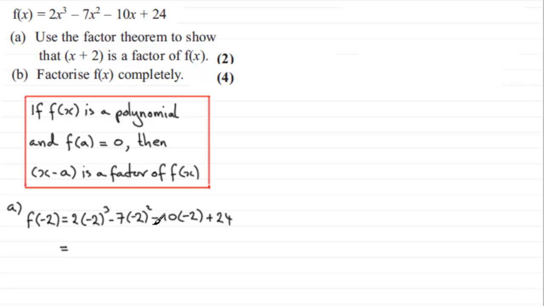And if we work each of these individual terms out, you'll find this term comes to minus 8 here times 2, which is minus 16. Then you've got minus 2 all squared, which is 4, times the minus 7 is minus 28. And then you've got minus 10 times minus 2, which is plus 20. And you've got plus 24 on the end. Add these up, and indeed you get 0.